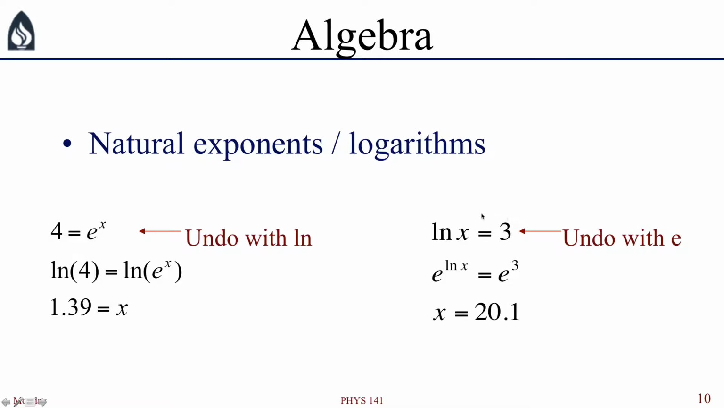If, on the other hand, we have a natural log equation, like the natural log of x is equal to 3, then we would undo this equation with e. Since e to the is the inverse of taking the natural log, e to the undoes natural log and we're left with x on the left-hand side. And then when we take e to the 3, if we put that into our calculator, we get an answer of about 20.1.